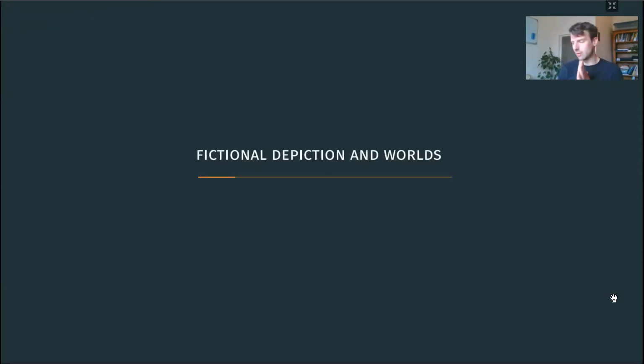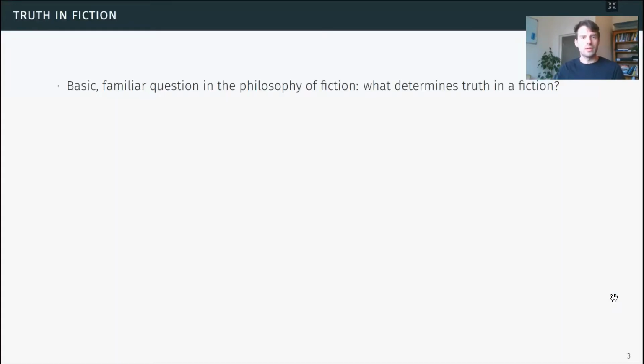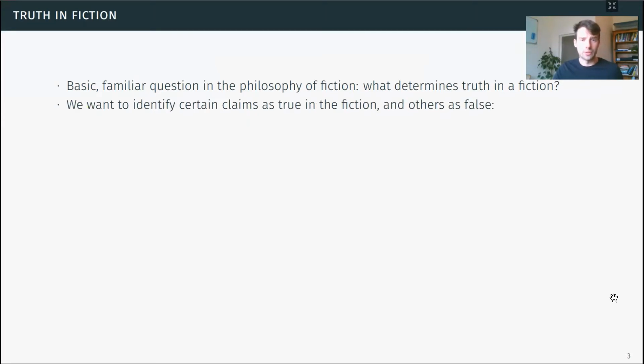So let's start out with thinking about fictional depiction and worlds. There's a basic familiar question in the philosophy of fiction, which is what determines truth in a fiction? This seems to be something that we want to talk about unless we're going to give a very strange, outlandish theory of fiction, because we want to say that certain claims are true in a fiction and other claims are false in that fiction. So the sentence, Ahab goes whaling, is true in Moby Dick.